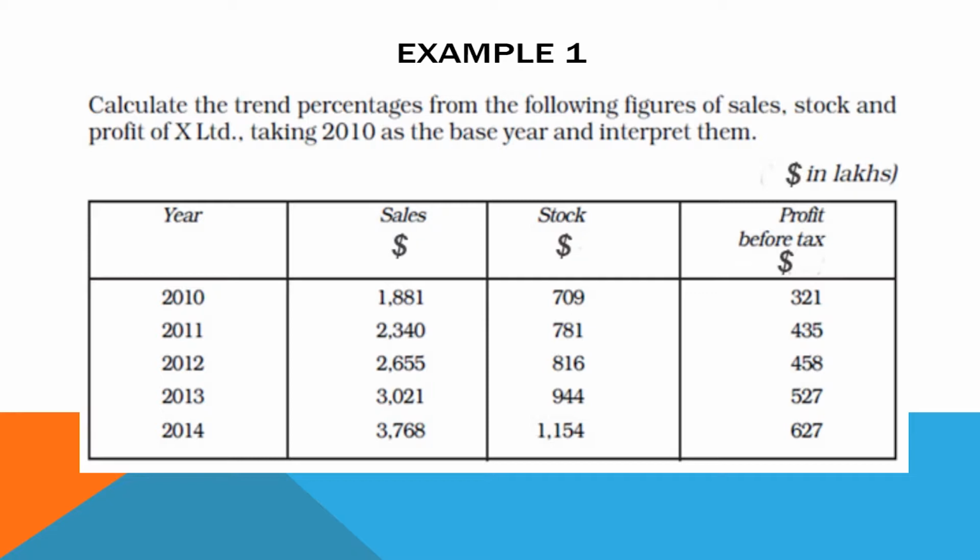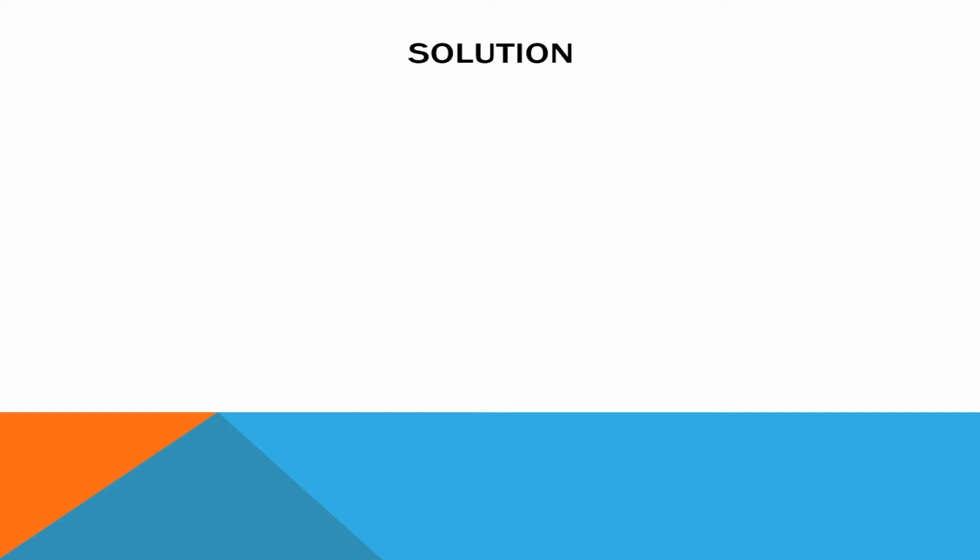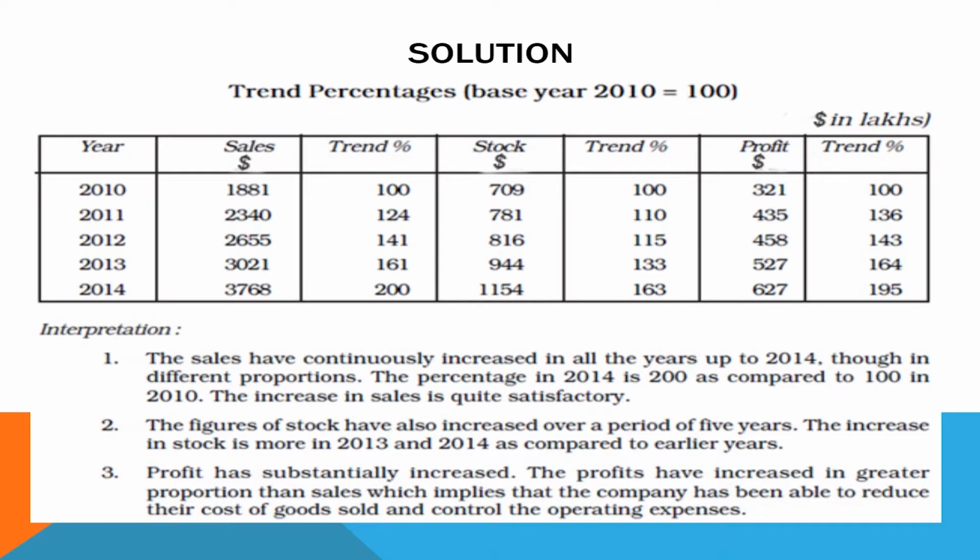Now we'll move towards the solution, that is, we will write year 2010, 11, 12, 13, 14 in the first column, and then we'll start with sales. Now sales will remain same as it is given in the question, that is $1,881, $2,340, $2,655, $3,021 and $3,768. Now we are supposed to calculate the trend, that is percentage change in sales.